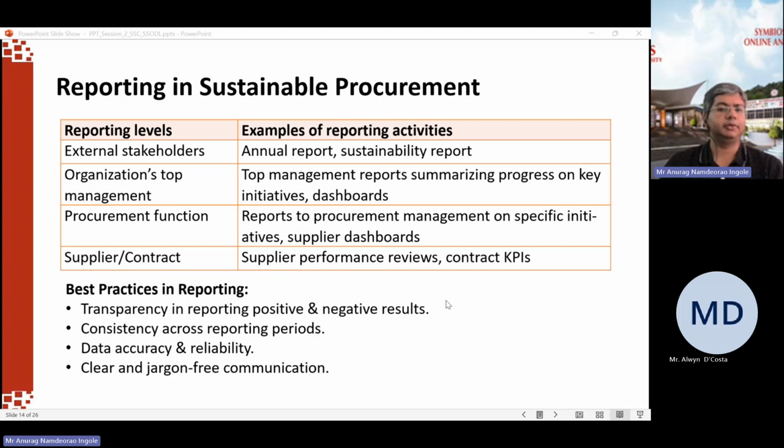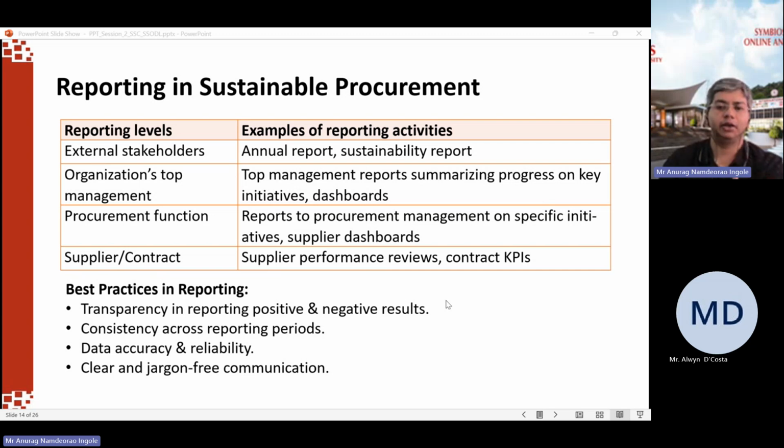What are some of the best practices in reporting? Transparency in reporting positive and negative results. So any initiative that you take, whether it is related to sustainability or your day-to-day routine operational activities, like in day-to-day operations, we always want to reduce our costs. So if we have taken a company-wide initiative of reducing our product cost or supplier cost by maybe 5% or so, and if we are not able to achieve it, we have to report that also.